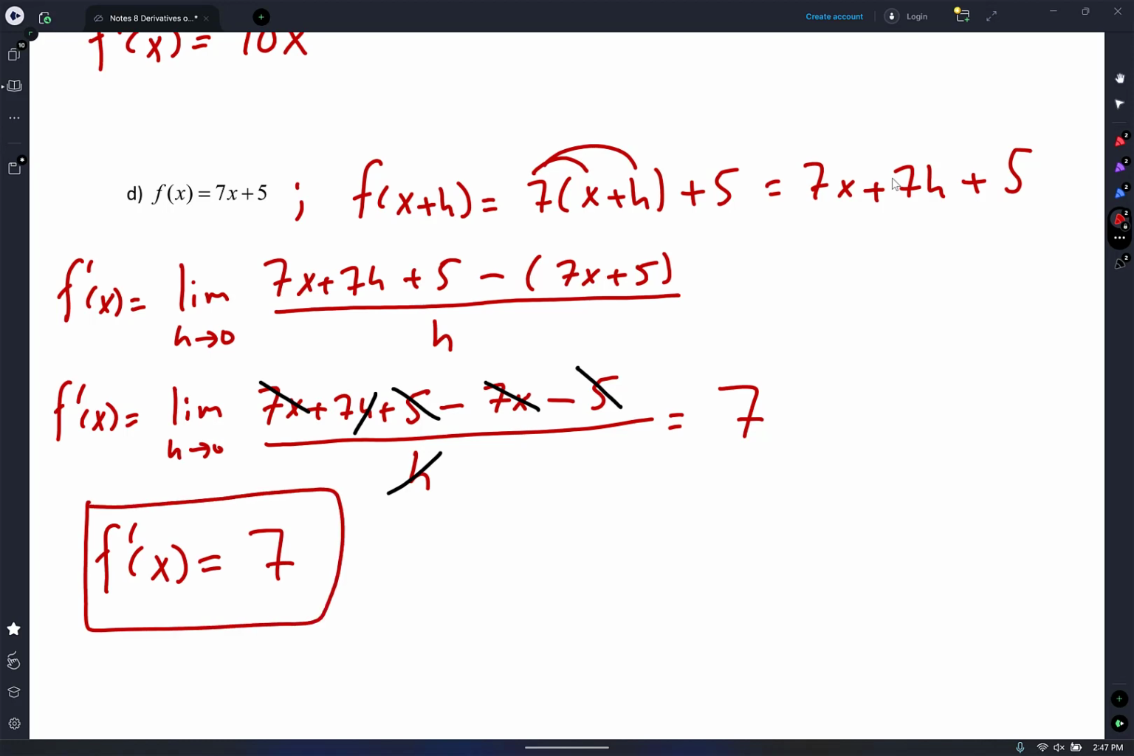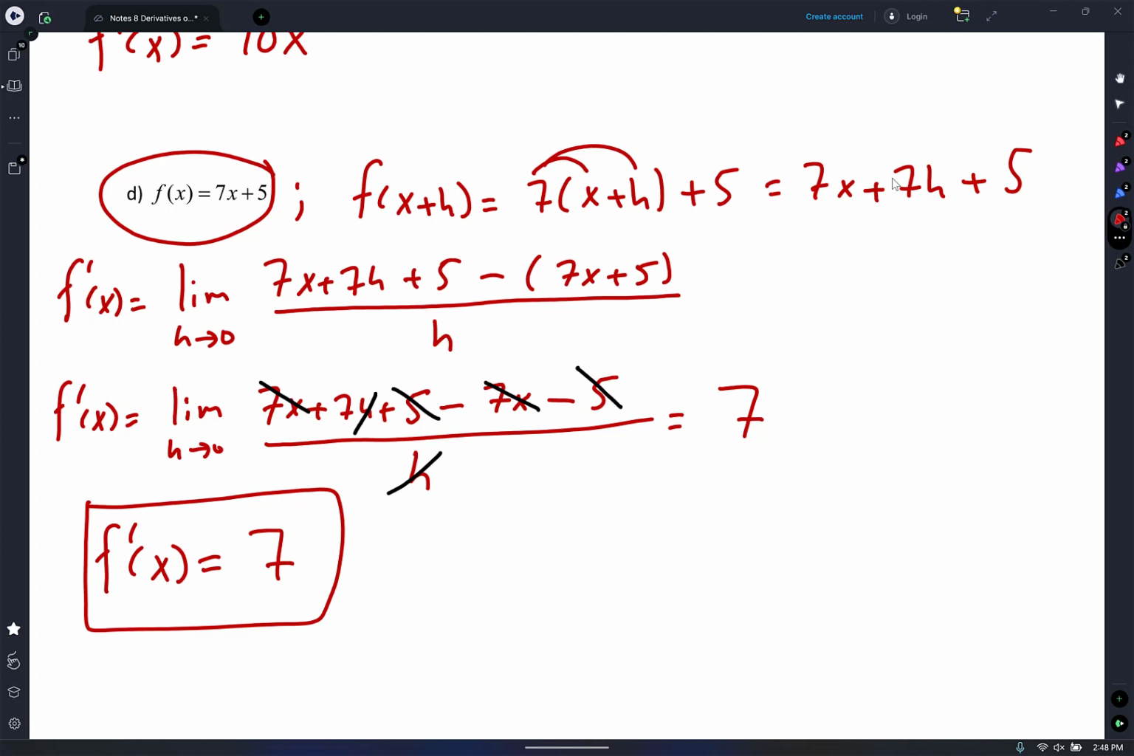Now, before we continue, because that's it for today, but hold your horses. Are you shocked that we got 7? No. Remember that this stands for instantaneous rate of change, or slope of the tangent line. Notice this is a linear line. What is the slope of this linear line always? It's always 7, no matter what. Always. Do we see that, guys?